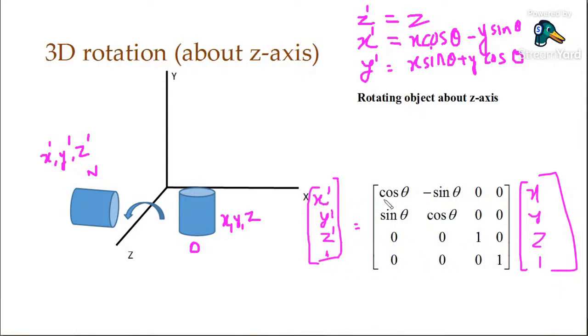So x dash will be x cos theta, y sin theta. So this is a matrix we will get from the same concept of 2D rotation, whichever we have found out. Now next is 3D rotation about x-axis, and we will have rotation about z-axis.